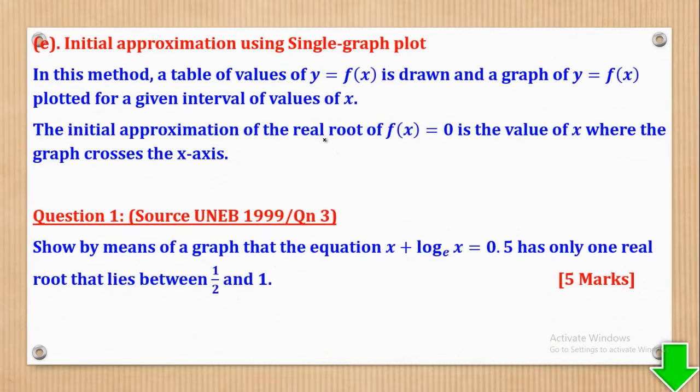So that was the method when they specify that they want you to get the initial approximation using interpolation. But sometimes they can specify that they want you to get the initial approximation using a graph.